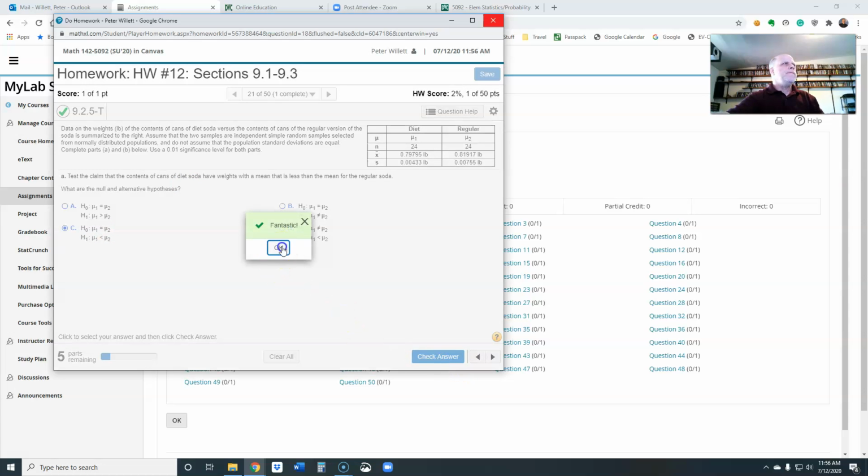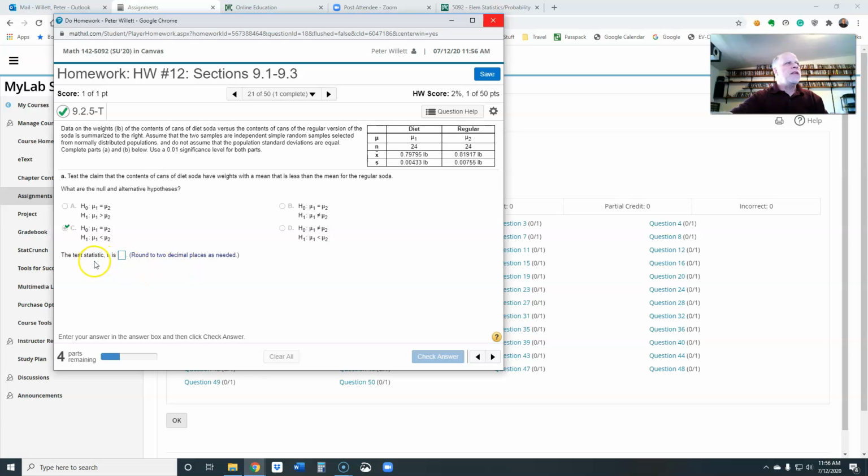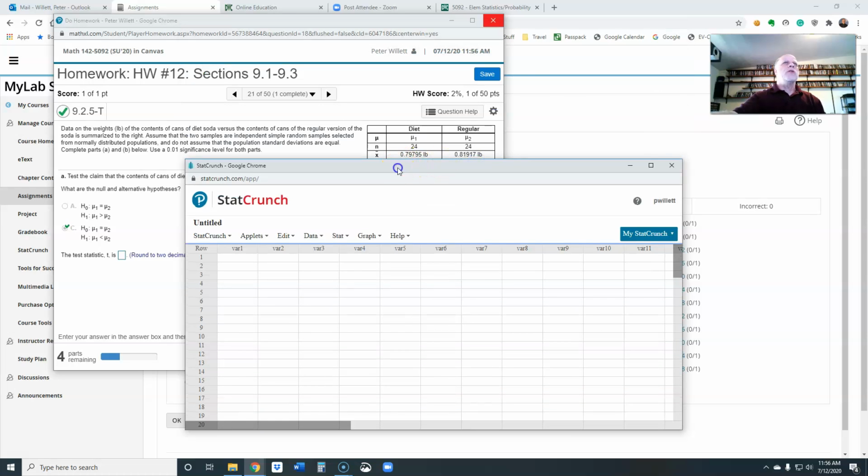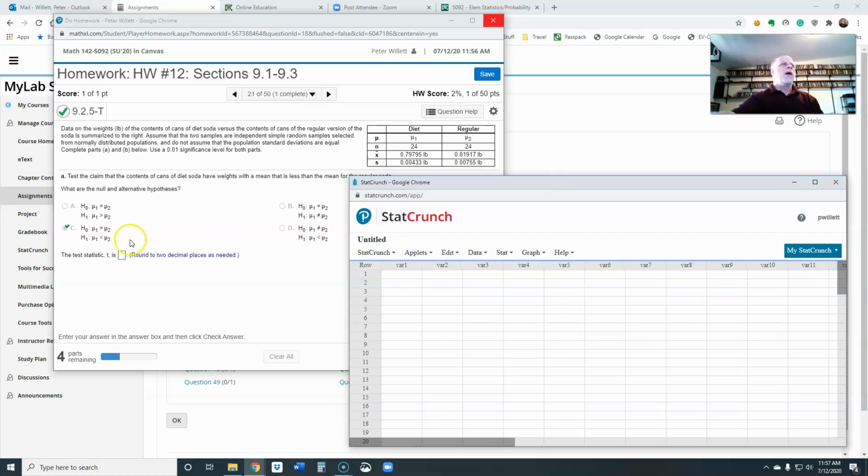Okay, so then it says to find the test statistic, and it says T is what? So now we're going to need to use these summary results from the samples and do some crunching, which we'll open up StatCrunch for. So in StatCrunch, I want to set up this hypothesis test. And we are making a test about the means of two different populations and the difference between them. And we do not know the standard deviations of those populations, or even that they're equal. That's not to be assumed.